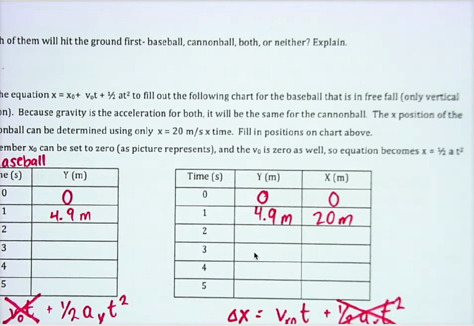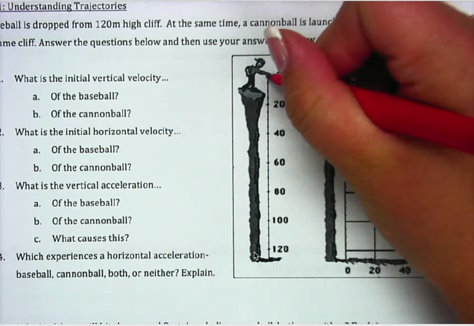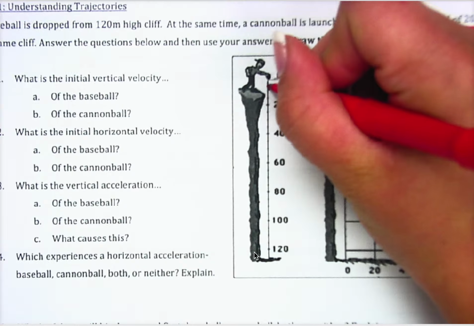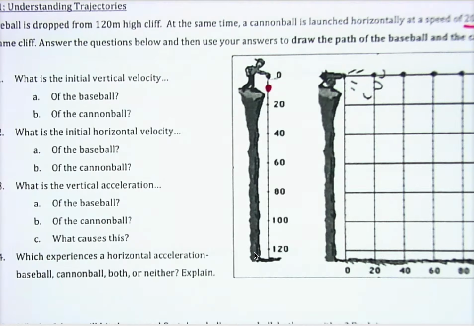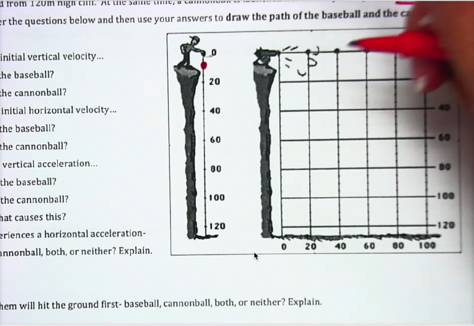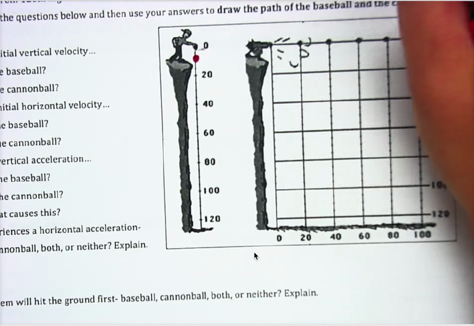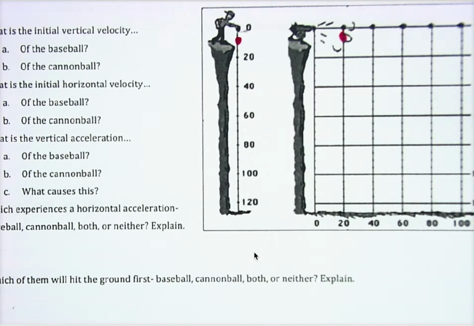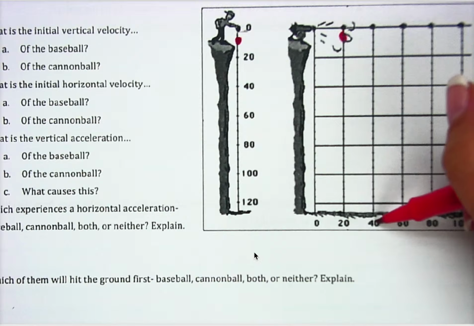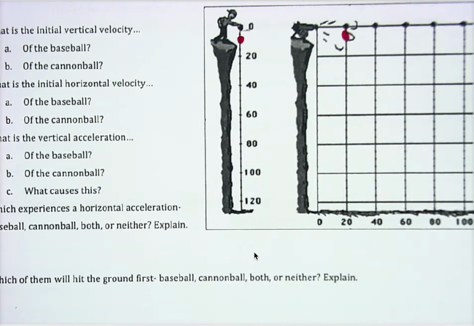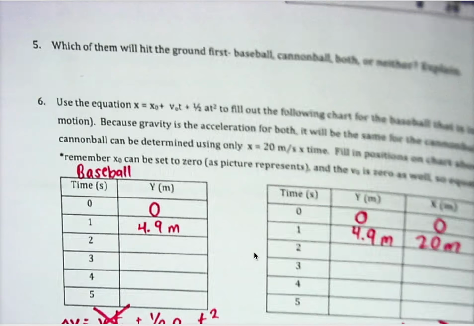And we can use this to track the trajectory. Okay, so at time 1 second, the baseball is 4.9 meters down. Isn't very far. It's probably like right about there. The cannonball has gone over 20 meters and down 4.9 meters. So it's about right there. We'll do the same thing for 2 seconds, and you'll see it get farther and farther away, just tracking the trajectory of the ball.